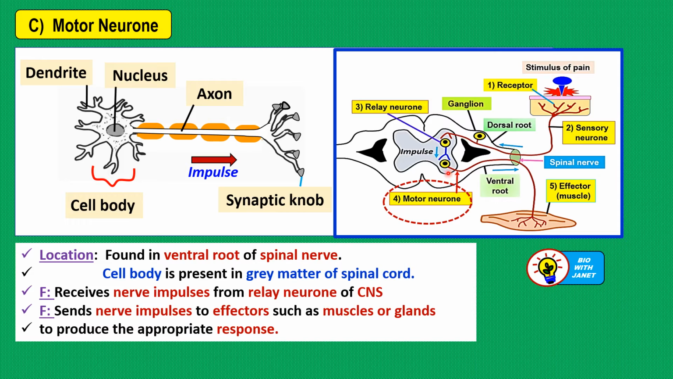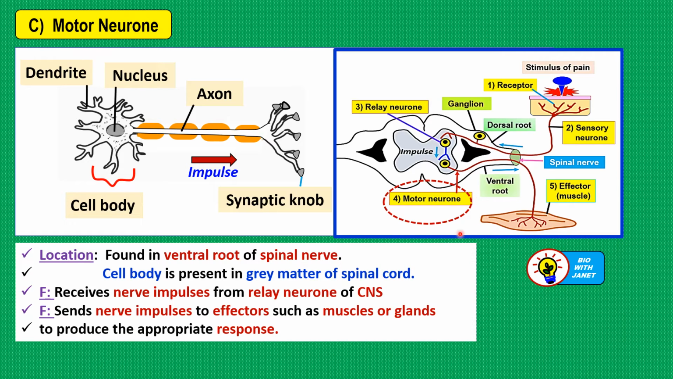The cell body is present in the gray matter of the spinal cord. So the cell body of the motor neuron is found in the gray matter here, together with the cell body of the relay neuron. The cell bodies of the relay neuron and motor neuron are both in the gray matter, but the cell body of the sensory neuron is in the ganglion, the dorsal root ganglion.